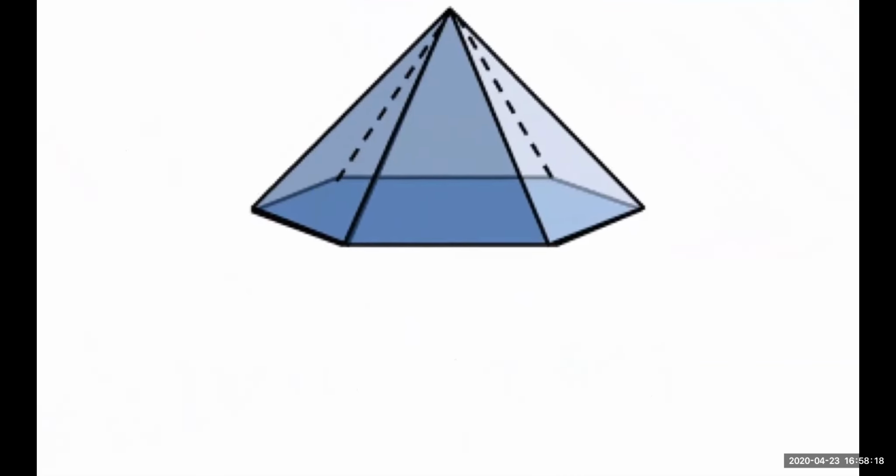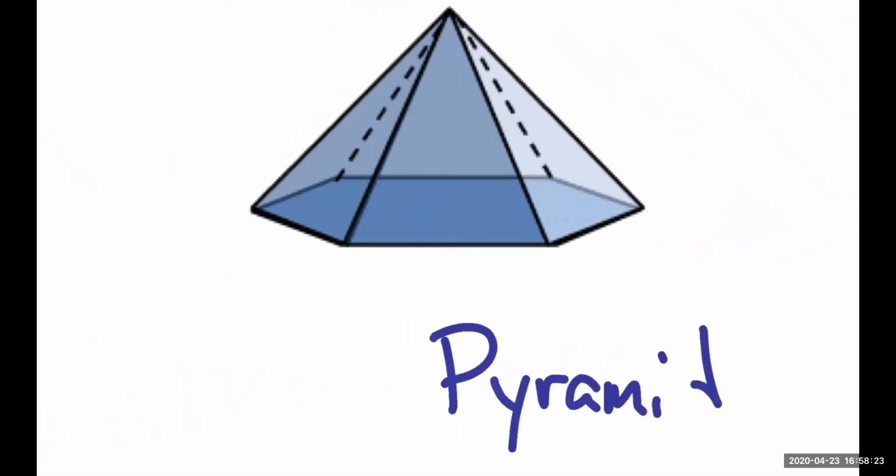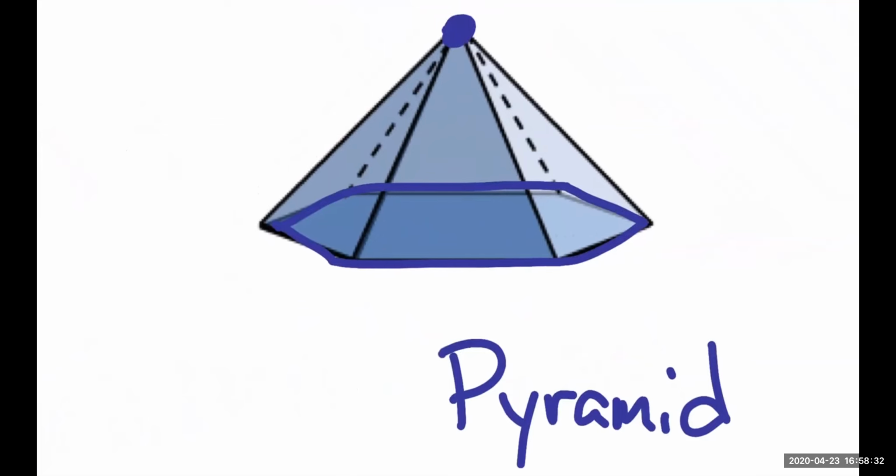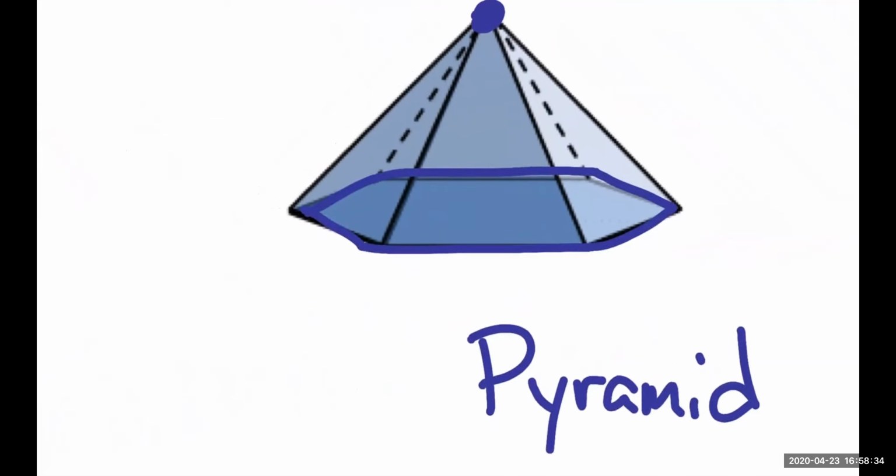The reason that we need that is because we need to distinguish from our other type of pyramid. We can see that we've got a shape on the bottom, looks like a hexagon, and then all these edges are meeting at a common vertex. But again, we need to distinguish between our pyramids. So we're calling this a hexagonal pyramid.